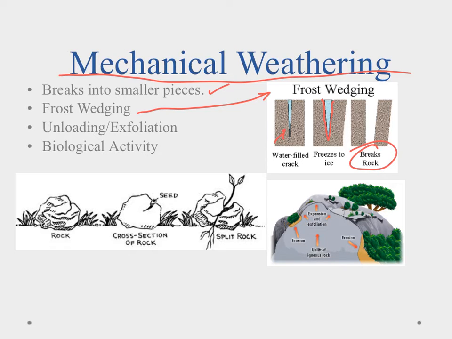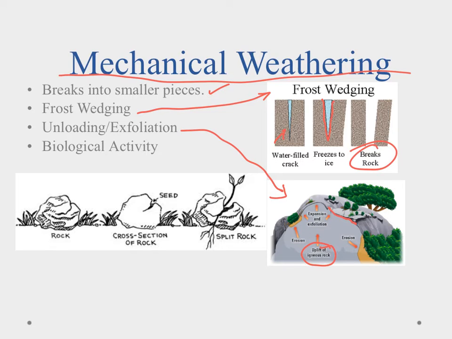The next is unloading and exfoliation, and you can see an example down here. That's if we have this uplift of igneous rock. So we had igneous rock that was buried and it gets thrust up above the surface and now it gets exposed to the elements. And this is where weathering can start to happen. What we'll notice is that it will expand a little bit as it's being uplifted, but also you end up with these layers breaking off. It's kind of like peeling an onion, so to speak. So that's why we call it exfoliation. You're peeling off these layers.